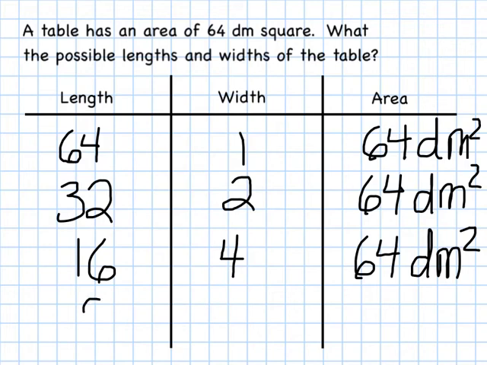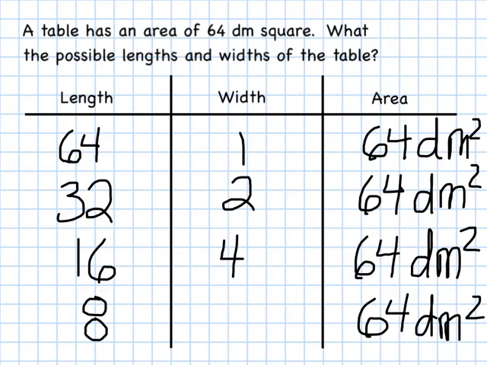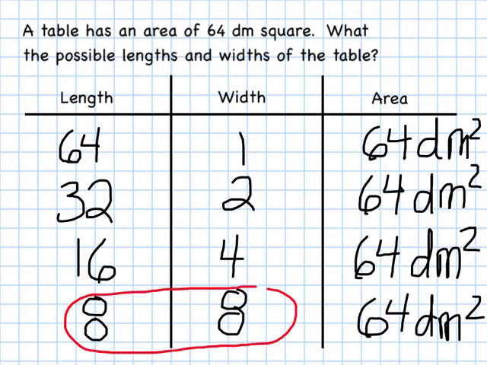Finally, I can do 8. So 8 times something would give me 64 decimeters square. Well, it turns out that 8 times itself would give me 64 decimeters square. Now, I want you to remember what I said before, that when you have a number and you're multiplying it by itself, that is called a perfect square. So that means that this shape here, if I were to draw a diagram, I would come out with a square because the length and the width are the same.